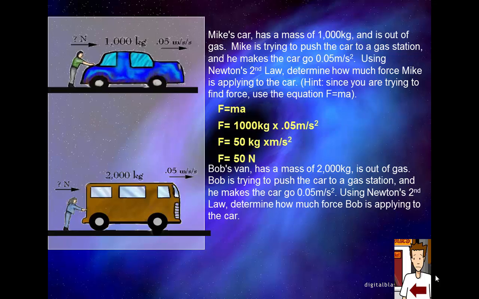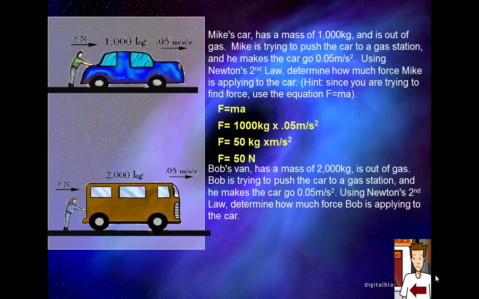All right, so now we have Bob. Bob sounds like a hippie. He's driving his Volkswagen bus here. He's going to a Grateful Dead concert. But anyway, he ran out of gas as well, and his van is much larger, but he also wants to accelerate at the same rate. So you don't even really probably need to do the calculation. What force would Bob have to apply?